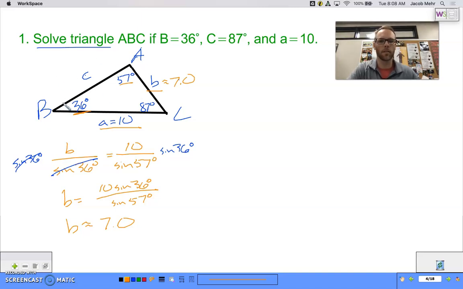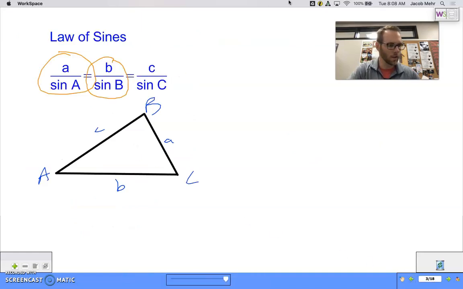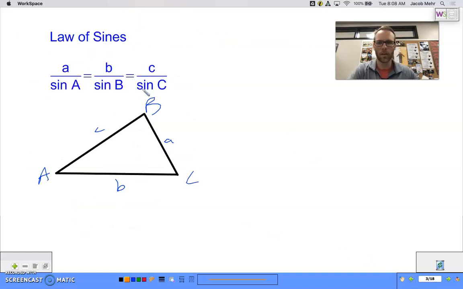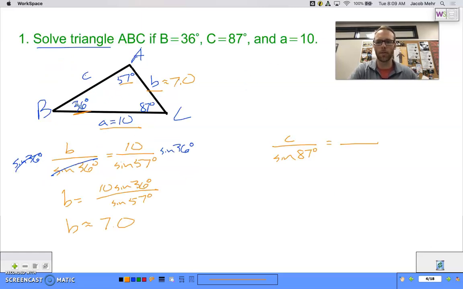Now let's find side C. Well, if I want side C, I have to start with side C over the sine of angle C, which is 87 degrees. C over the sine of angle C equals. Okay. Now what am I going to set this equal to? Okay. Well, we're using this one. Okay. So are we going to use this or are we going to use that? Well, let's look back at what side length we know. Well, now we actually know both of them. We know side A and we know side B.